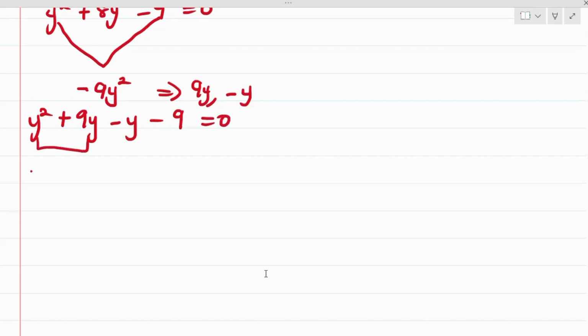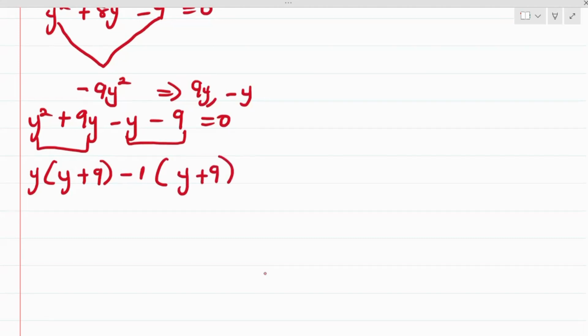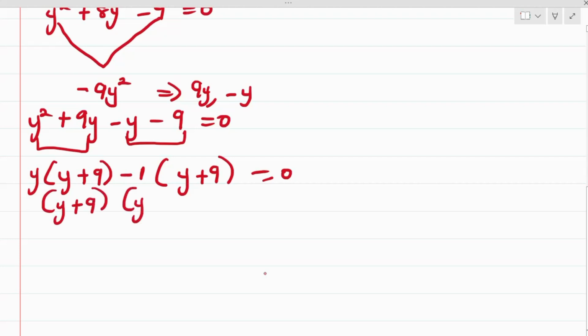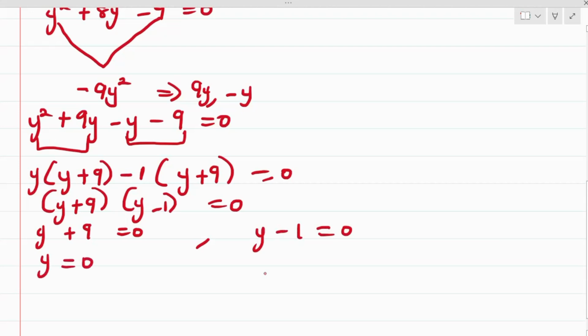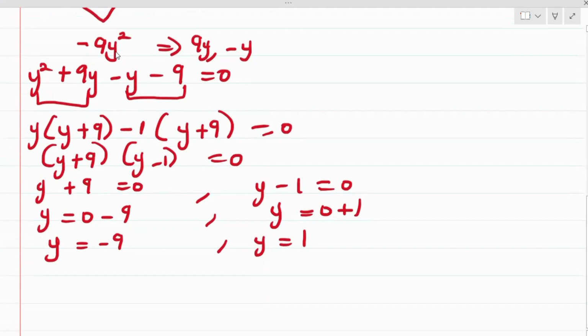If we factor this out, we have y common, so we have y plus 9 left. From here, if we factor out negative 1, we have y plus 9, and this is equal to 0. So we have (y plus 9)(y minus 1) equal to 0. So y plus 9 is equal to 0, and y minus 1 is equal to 0. So y is equal to 0 minus 9, y is equal to minus 9. And from here, y is equal to 0 plus 1, and y is equal to 1.